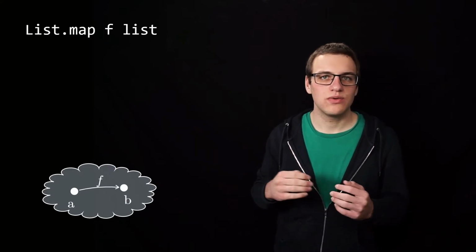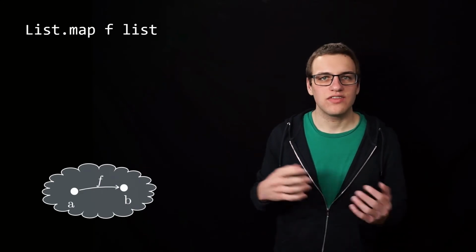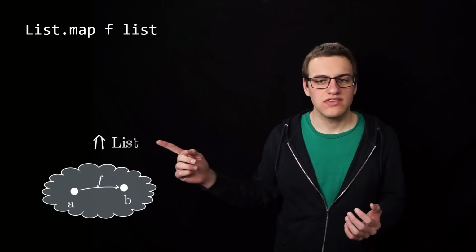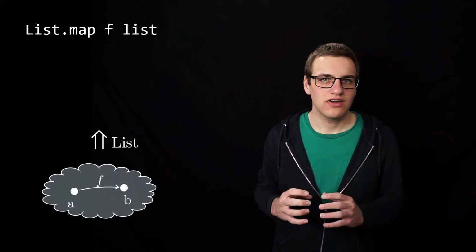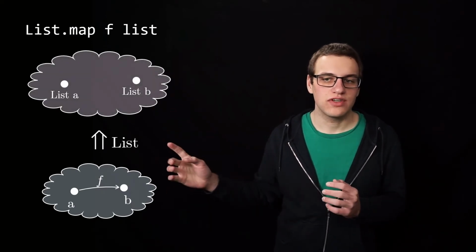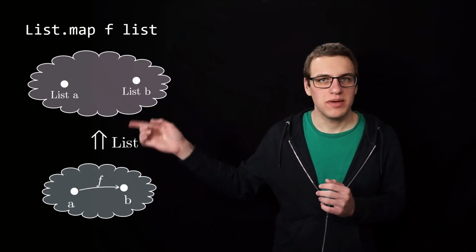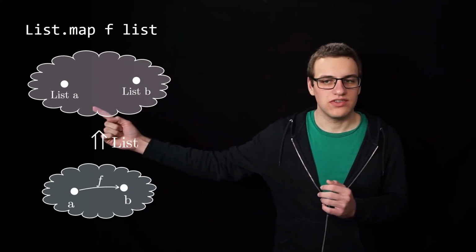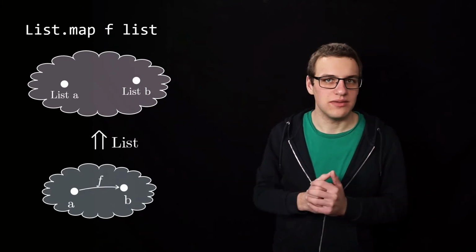Now what we do with the list is we create a list of some type. So this is the list functor. And a functor maps a category to another category. So here for each object there is a mapped object. This is what we see with list A and list B.